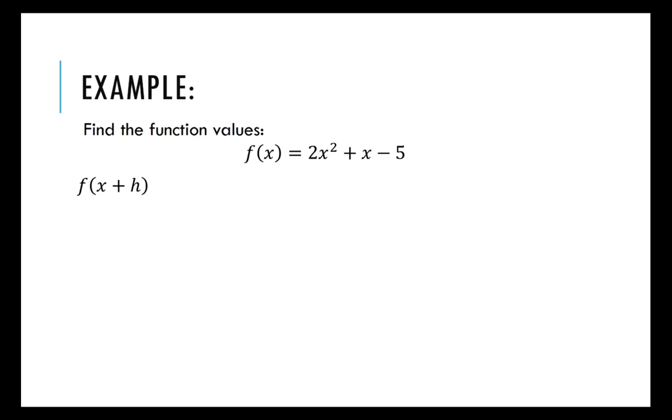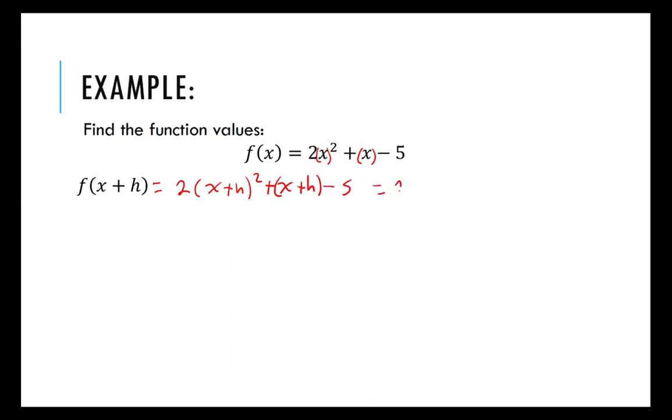Now the binomial is just changing. It's just going to be all variables. So f of x plus h will look very similar to the last, except this is just going to be, everywhere we see the x, replace it with parentheses. This is then 2 times x plus h quantity squared plus x plus h minus 5.